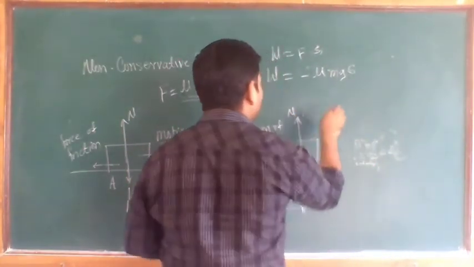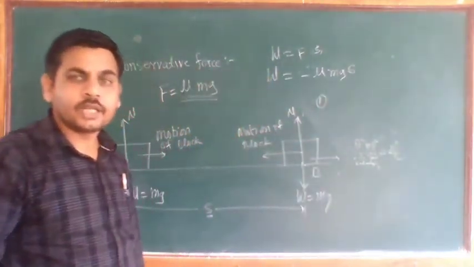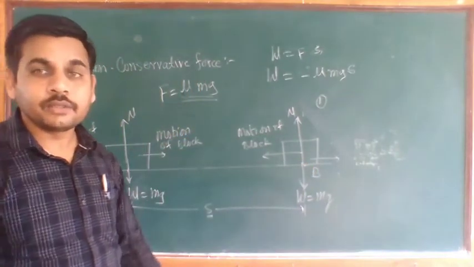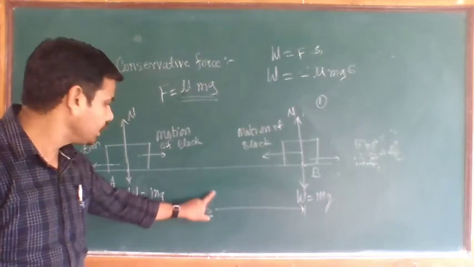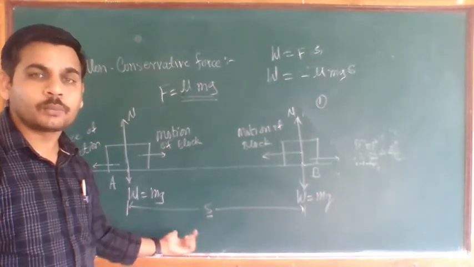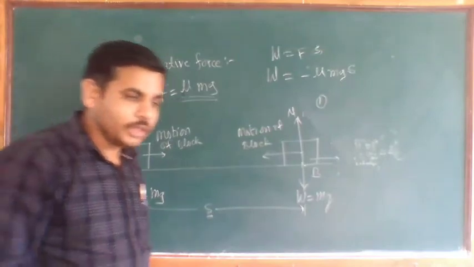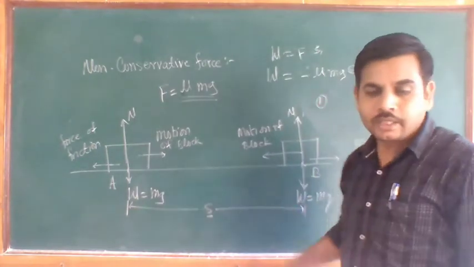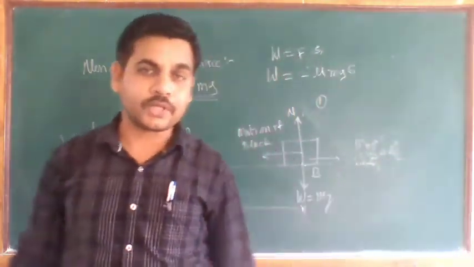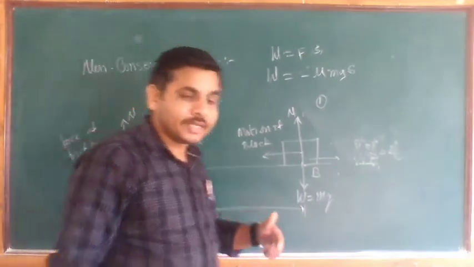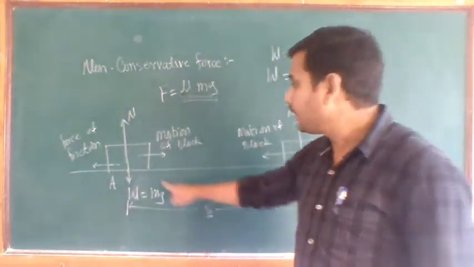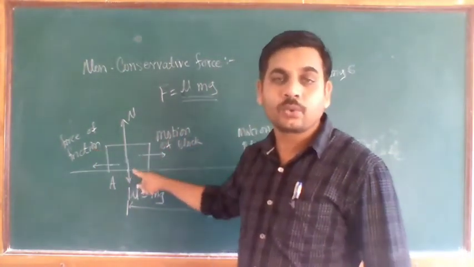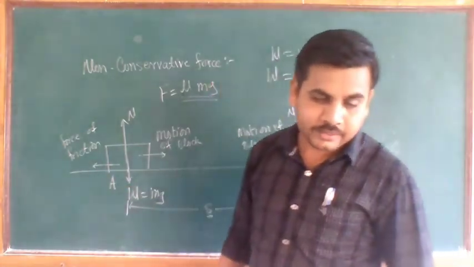Okay, this is normal. In the first case, the block is moving from position A to position B with the displacement S, or covering the distance S from A to B. In that condition, when the block moves towards the right side, which is A to B, the force of friction is directed towards the left.